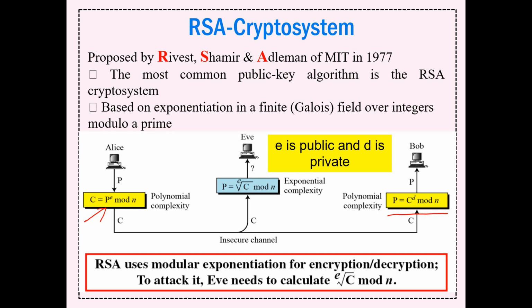And in between, in the insecure channel, what is happening? See what Eve is trying to do here. Suppose this Eve person is the intruder. She only has access to the public key, which is being shared to all by Bob. She tries to do the inverse operation, and comes up with a solution where the plain text is given by the E-th root of C, the ciphertext, mod N. And this operation is very difficult to compute.